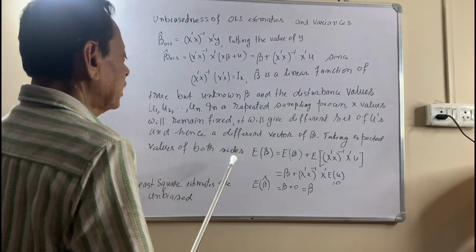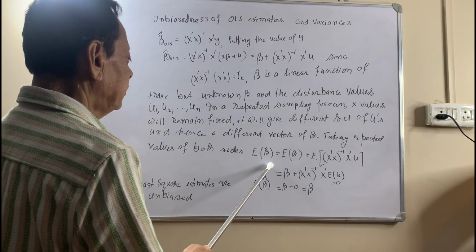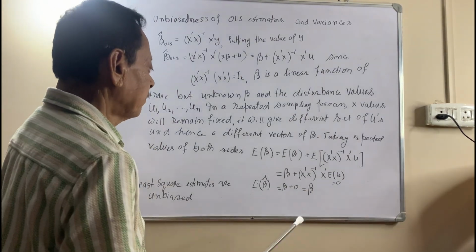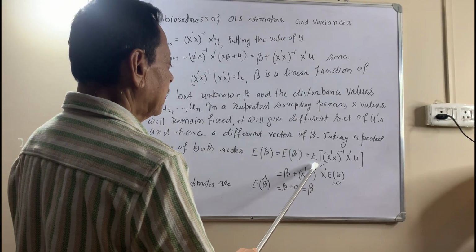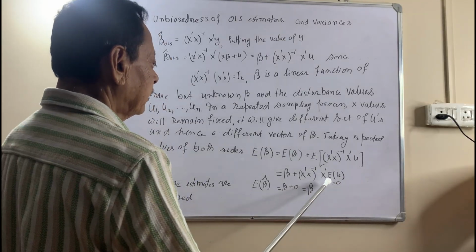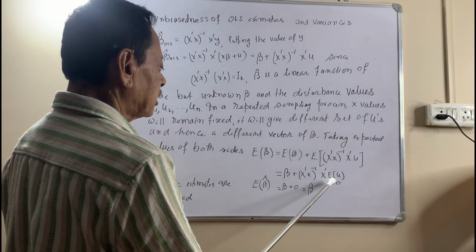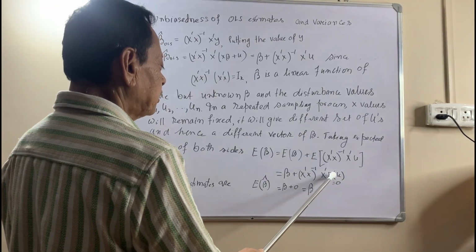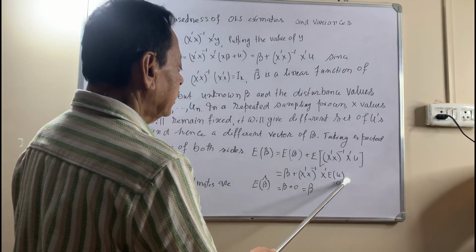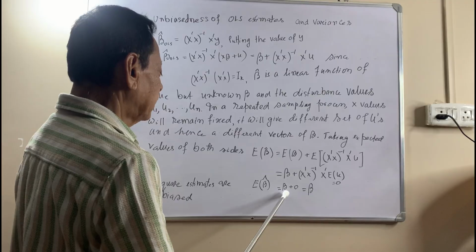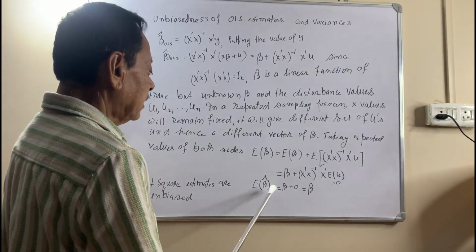Taking expected values of both sides, expected beta hat, that means estimated beta, is equal to expected beta plus expected of this term. Let us rearrange the terms: beta plus (X prime X) inverse X prime expected u. Now according to the assumption, expected u is equal to 0. So if it is 0, this whole thing will be 0, that means beta plus 0, which is equal to beta. So expected estimated beta is equal to beta.